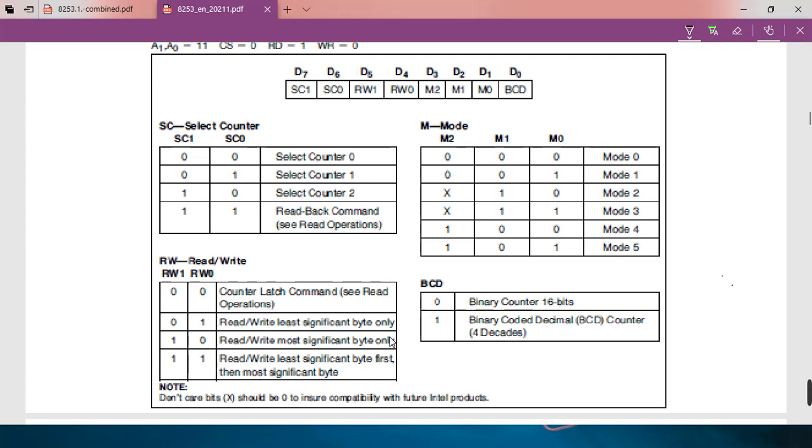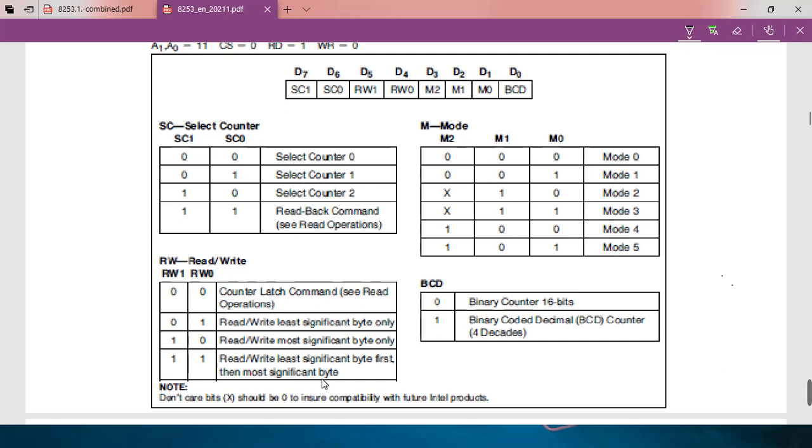or you can write 16 bit at a time. But in 8253, you have to write the data in the 16-bit register by 8-bit data one at a time. For example, if it is 01, then you can read and write least significant byte. If it is 10, then you can read and write most significant byte. And if it is 11, then first read and write least significant byte, then most significant byte.